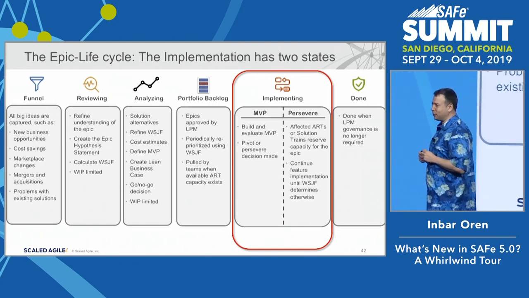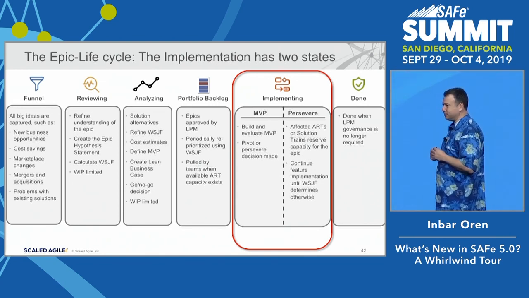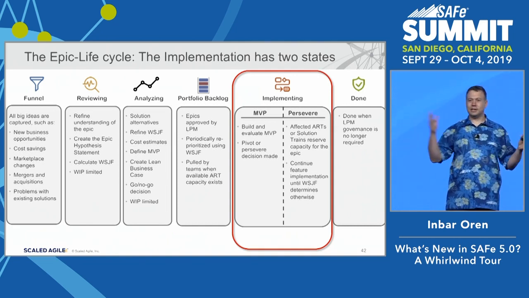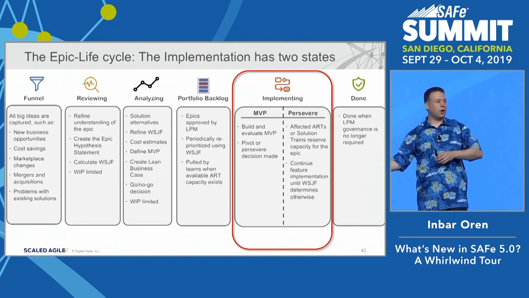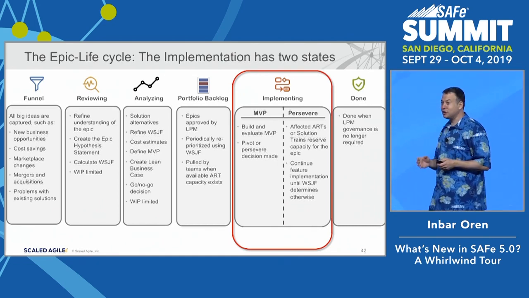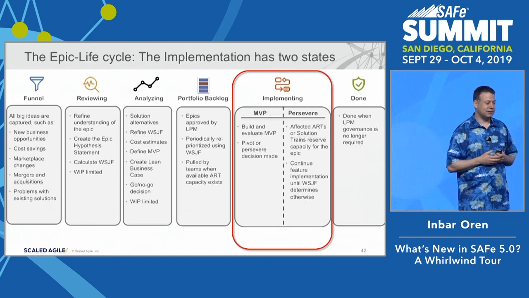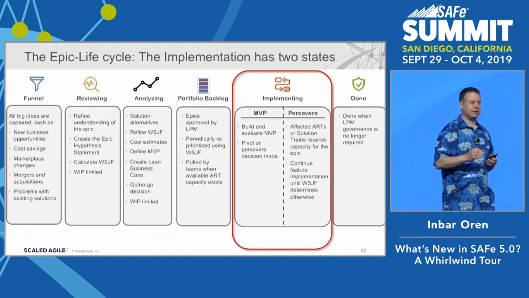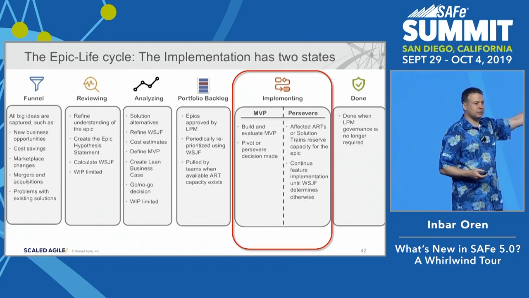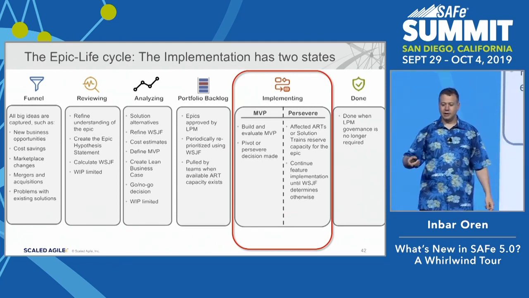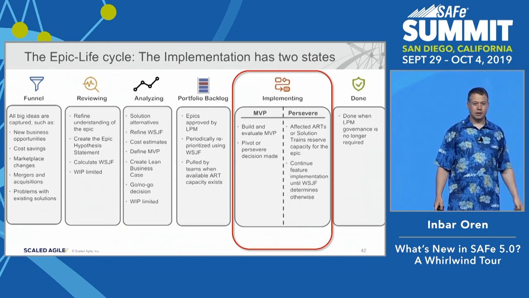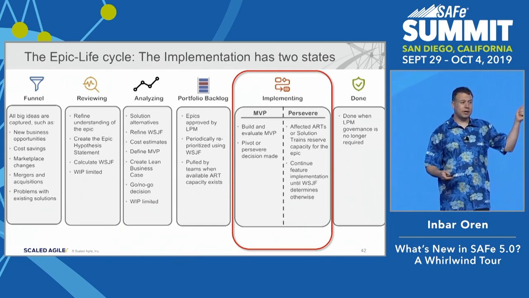We also rethought the portfolio Kanban system. Many people had problems with the MVP thing. Where is it? What happens when the MVP is done? Do we open a new epic? Don't we open a new epic? Nobody could understand it. We've had a lot of questions, especially since we've launched the LPM class. So we're making it more explicit in 5.0. The implementing column now has 2 sub-columns, MVP and persevere. The epic starts, it will get to the MVP. It's been proven, great, it will make its way to persevere.